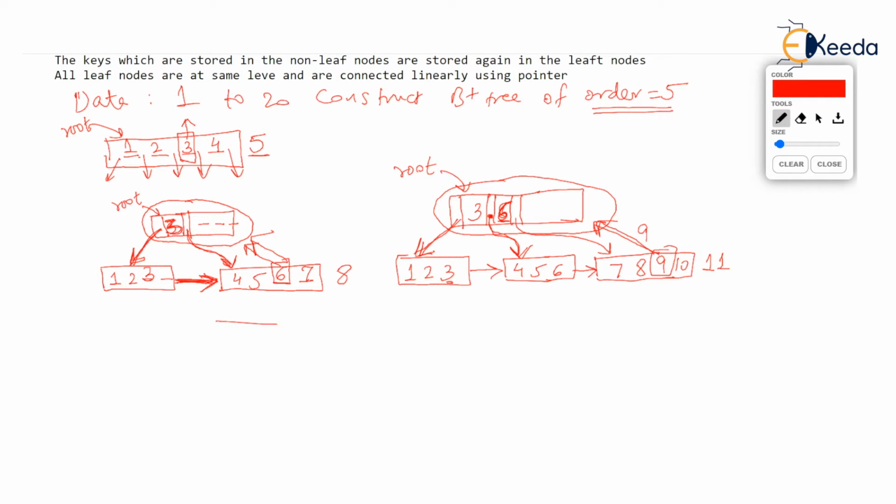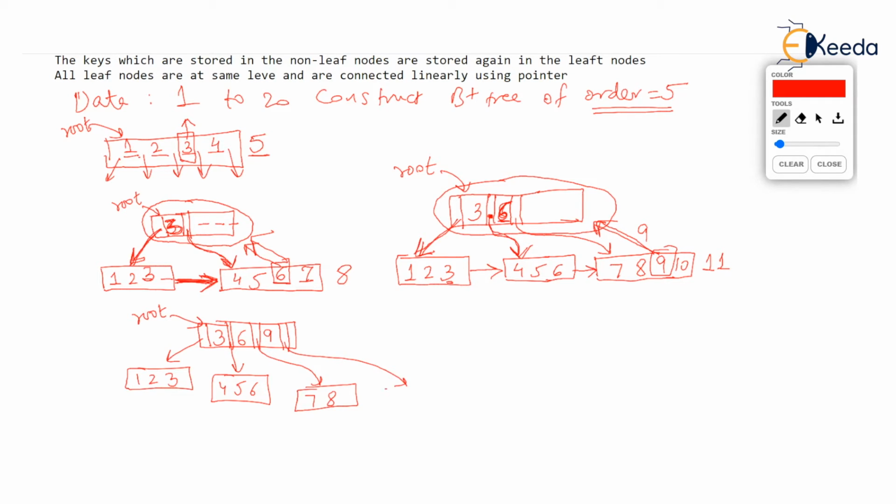Let's see. The root now stores 3, 6, 9. That's the root. Now the left of 3 will still point to 1, 2, 3 as shown in the earlier picture. Right of 3 but left of 6 will still point to 4, 5, 6. There is no change here. But right of 6 and left of 9 will now point to 7, 8. Observe, this was due to the left split. And right of 9 will now point to 10, 11, isn't it?